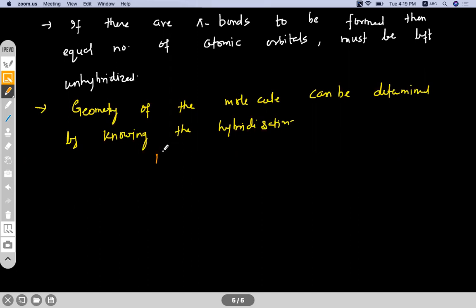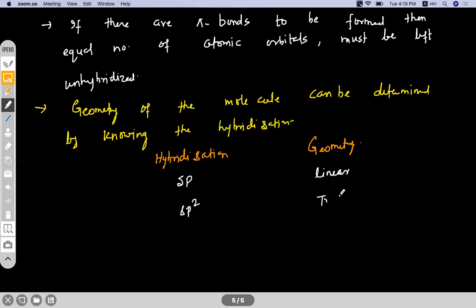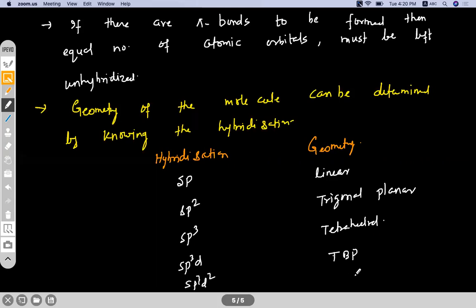See, here what happens. According to the hybridization, we can find out the geometry. If hybridization is sp, geometry is linear. If hybridization is sp2, geometry is trigonal planar. sp3, geometry is tetrahedral. Right? sp3d, then the geometry is trigonal bipyramidal, TBP. sp3d2, geometry is octahedral, and octahedral is nothing but the same as square bipyramid.